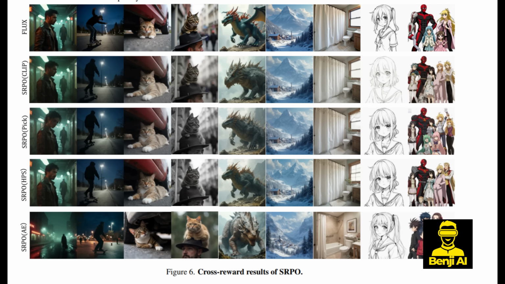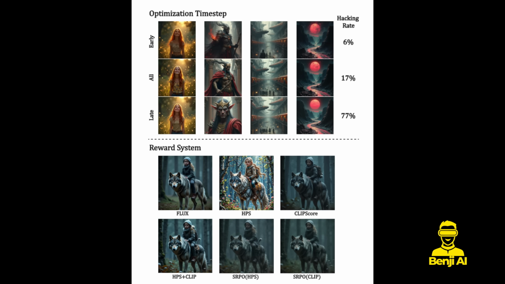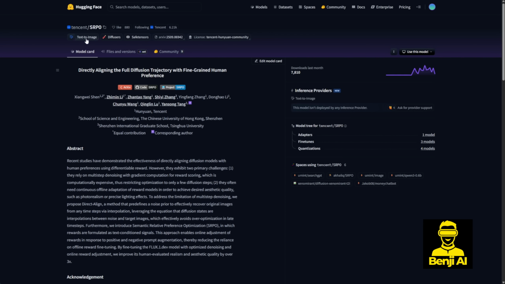Plus, it's got this smart reward system that's text conditioned, so you can tweak styles or details on the fly with prompts. It's like telling your AI, yo, make it more cyberpunk, and it just gets it. And unlike some models that cheat the system with overly vibrant colors or fake sharpness, SRPO keeps it real, avoiding that reward hacking nonsense. With tools like ComfyUI workflows and quantized checkpoints, like 8-bit GGUF files, that make it easy to run on your rig. Check out the links in the description for Tencent's GitHub repo and Hugging Face pages to grab the pre-trained models.